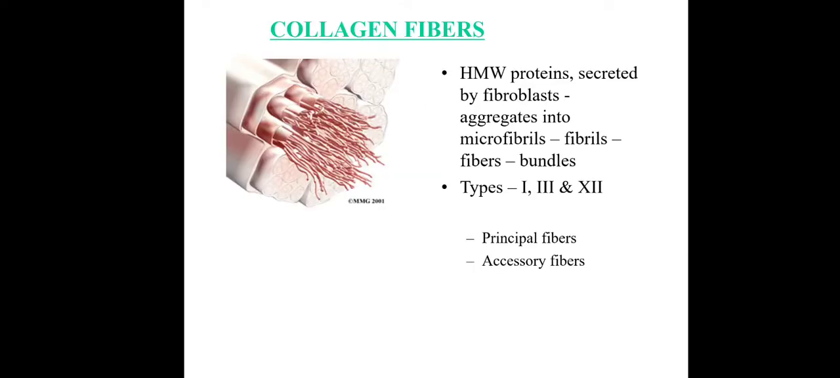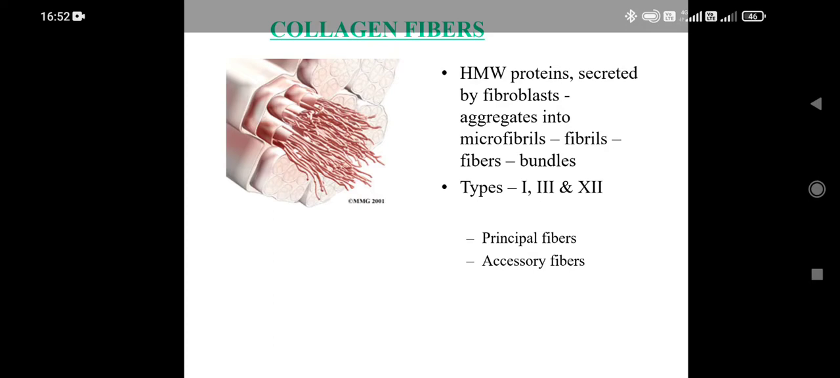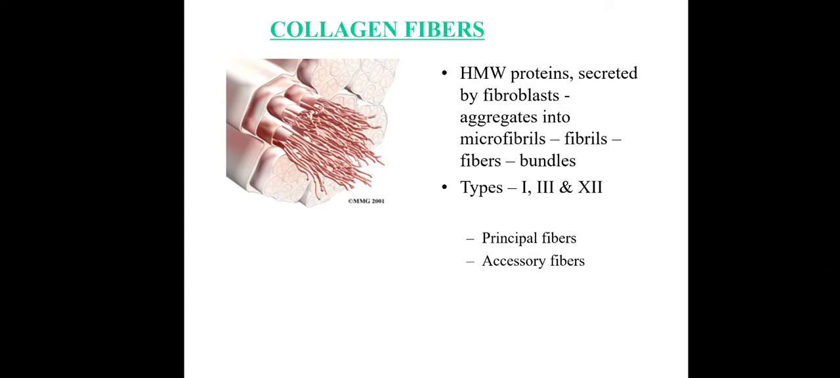So collagen fibers are the most important fibrous component of the periodontal ligament. Collagen fibers are high molecular weight proteins. These collagen molecules are found as triple helix structures which aggregate together to form microfibrils. As you can see in the picture here, this is made up of bundles of microfibrils. They aggregate together to form a fibril structure.